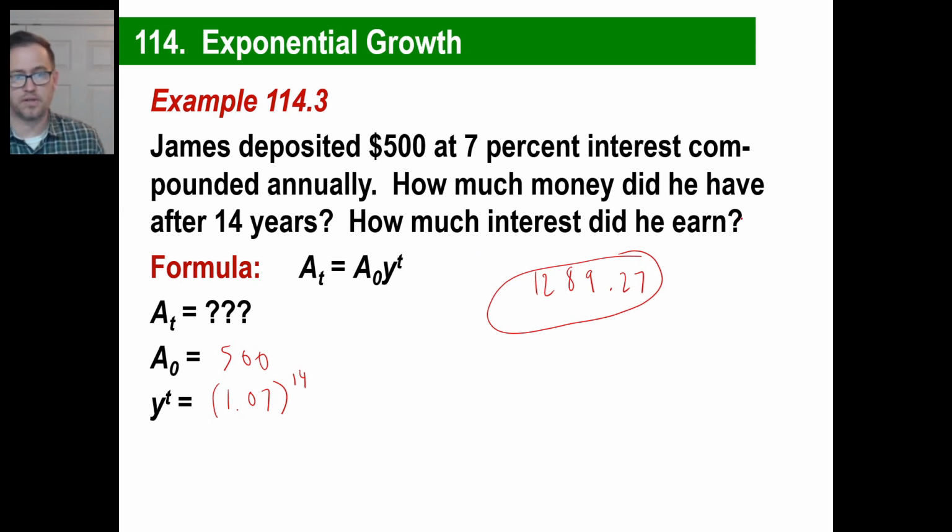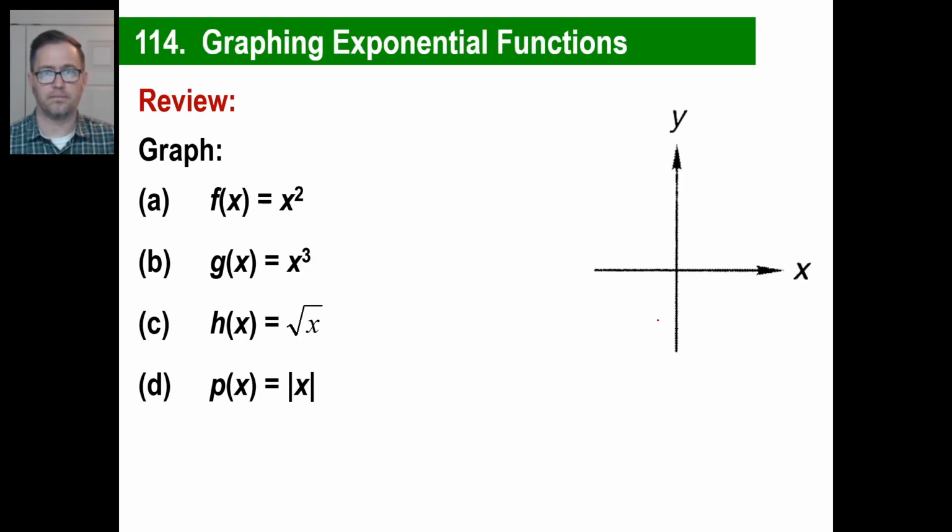All right. So how much interest did he earn? Well, obviously, you're going to take away 500 and just get $789.27. Boom. There you go. So get that formula down. Just look at the book 100 times in your notes and just copy it and use it for every single one. Eventually, it'll kind of burn its way into your head, like a tick.